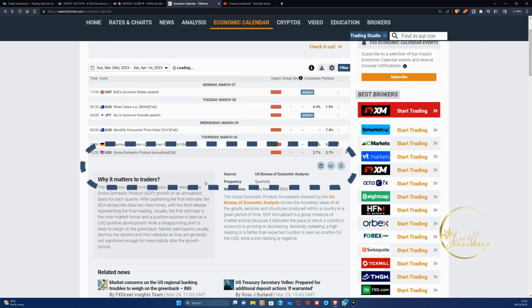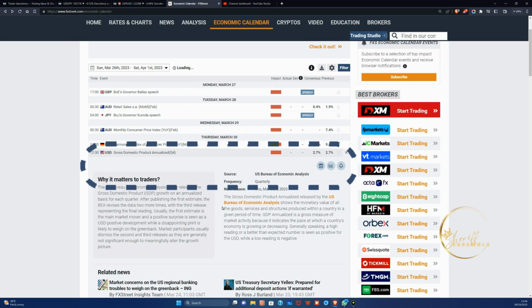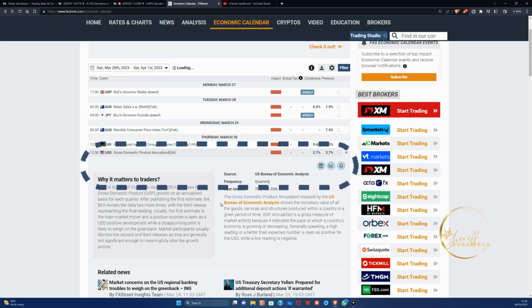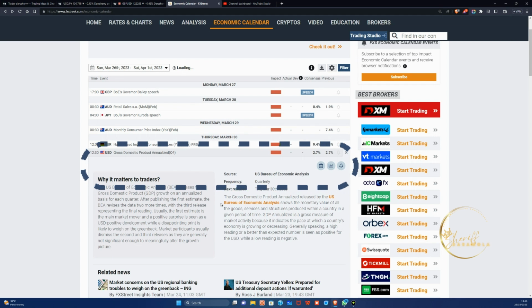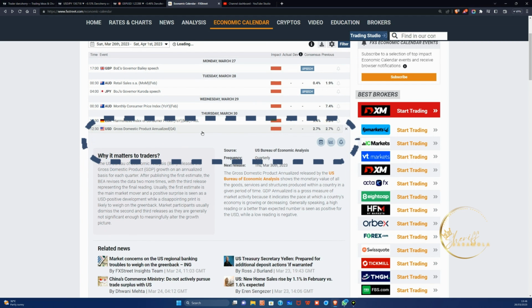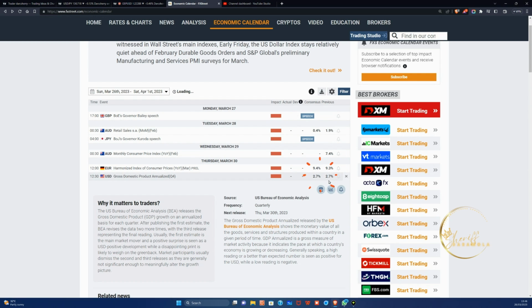And obviously, we know that the GDP shows the monetary value of all the goods, services, and structures produced within the US economy. It's a gross measure of market activities because it indicates the pace at which a country's economy is growing or decreasing. And as you can see here, we'll definitely want to be looking forward to that. As you will see, we have a previous data of 2.7% here, and we have a projection of 2.7.